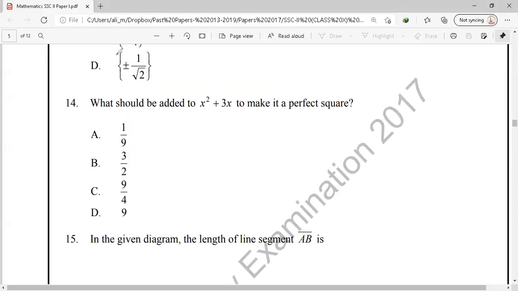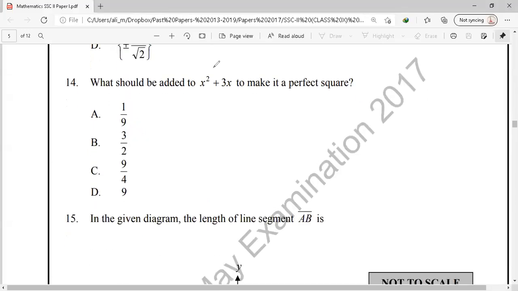Next, we have question number 14. In this question, we have to make this expression a perfect square. So let's make this a perfect square, x square plus 3x. So the first term is a perfect square, and we have to make this the middle term of a square plus 2ab plus b square. So let's multiply this expression by 2 and divide it by 2.